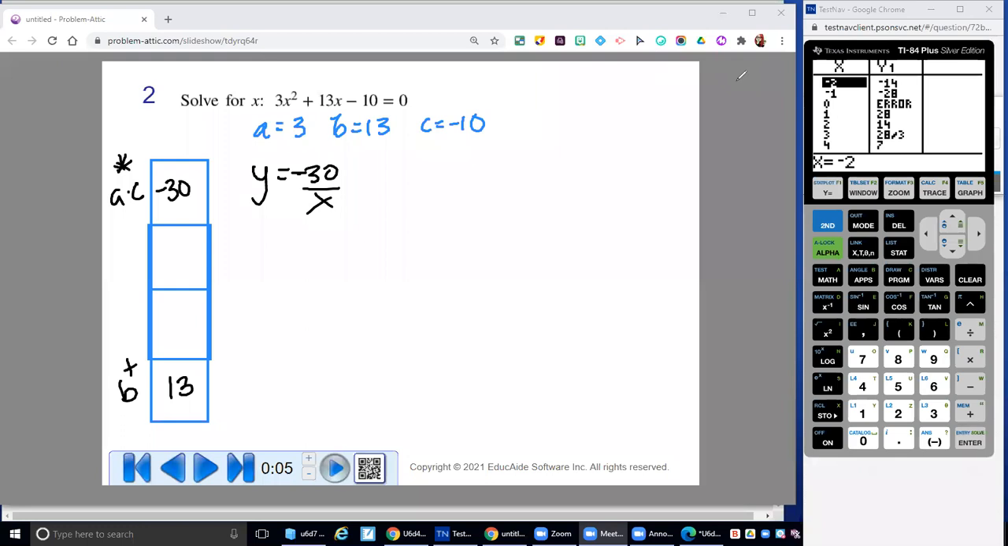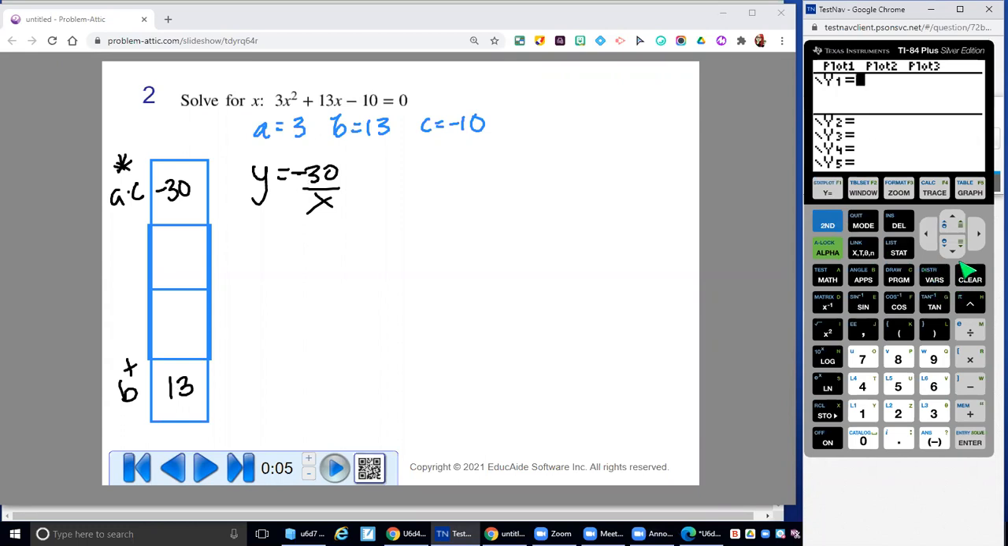Okay. So basically, we all had A equal to 3, B equal to 13, C equal to -10, and we set up our little block, right? Now, there seems to be some confusion on how to actually put this in your calculator. So let's be aware. Number one, you have to hit Y equals, right? If you're in the regular screen, you hit Y equals to get there.